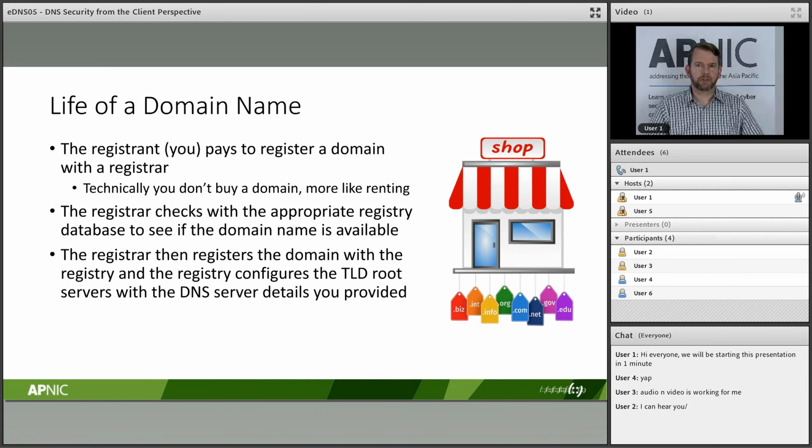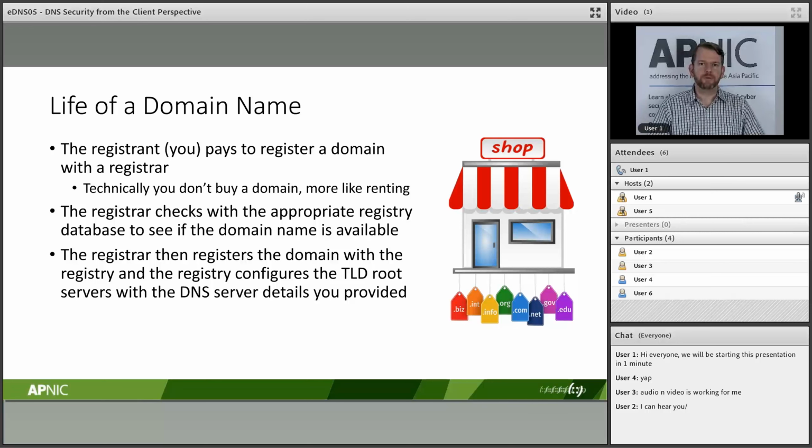So looking at the life of a domain name, even before we get to the DNS servers and clients and requests, we have to have a domain name. How that starts off is that a registrant, which is yourself either as an individual or as a company, pays money to register a domain with a registrar. Now, you don't technically buy a domain, you're actually just renting or licensing the domain service, although a lot of people do consider it as buying it for a period of time.